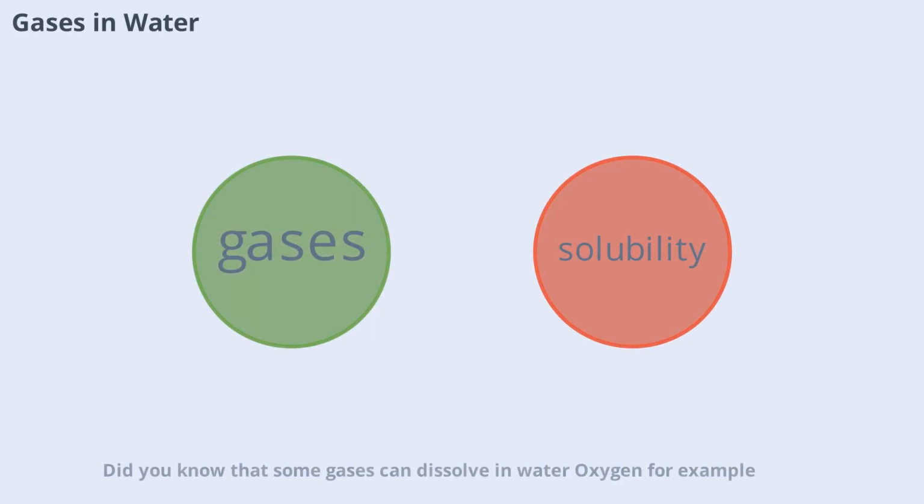Did you know that some gases can dissolve in water? Oxygen, for example, is dissolved in water and is essential for the survival of aquatic animals and plants. This property of water makes it a vital resource for life on Earth.